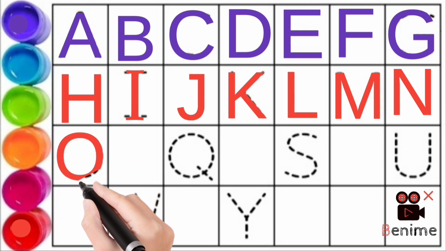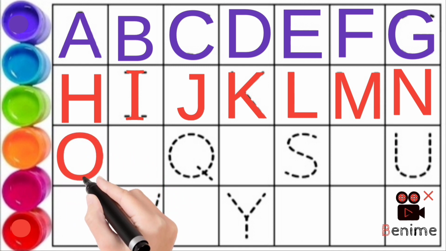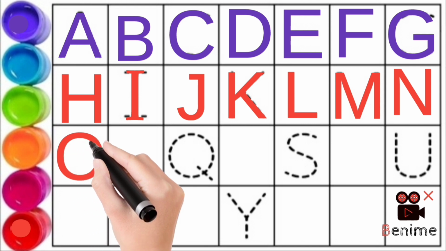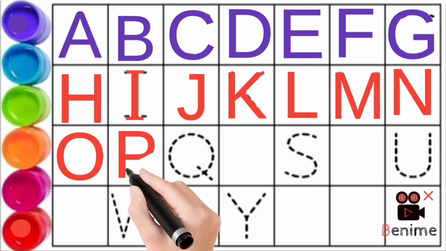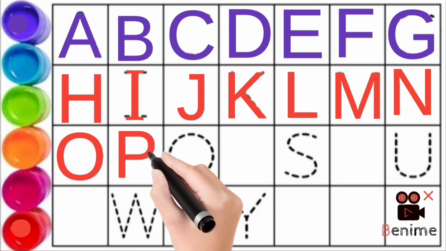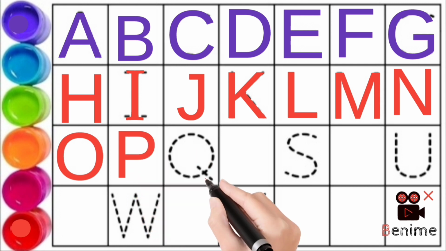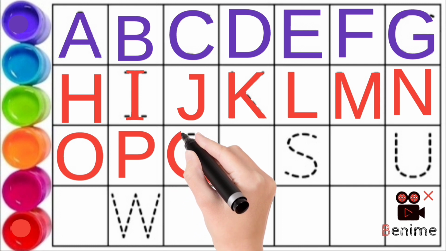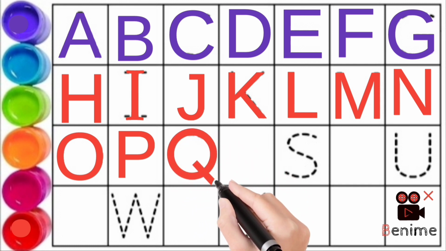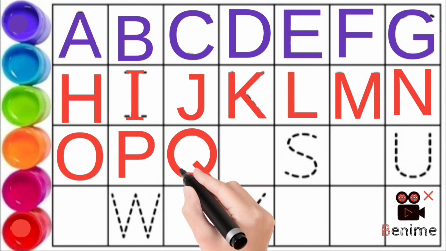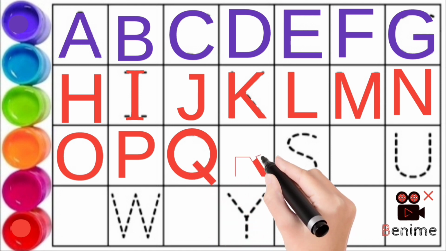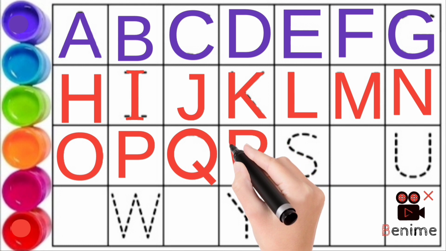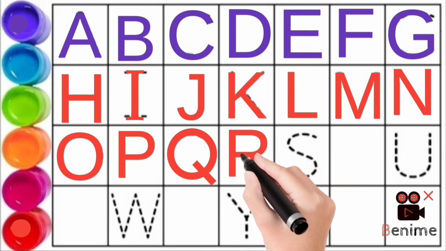O for orange. P for parrot. Q for queen. R for rat.